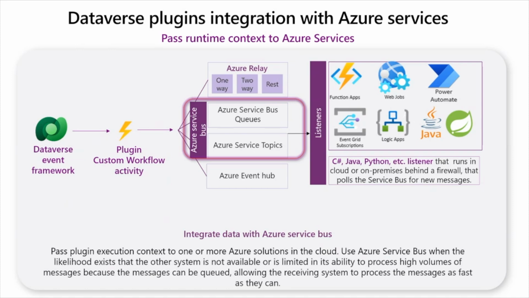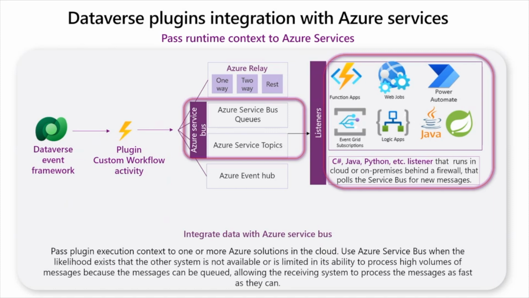An integration with Azure Service Bus is useful when the likelihood exists that the other system is not available or it is limited in its ability to process high volumes of messages, because those messages can be queued, allowing the receiving system to process the messages as fast as it can. Once the plugin execution context has been posted to Azure Service Bus, subscribers or listeners can process that message.